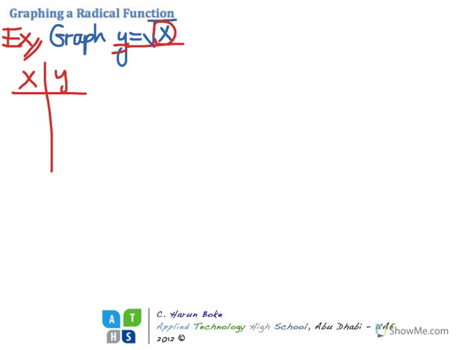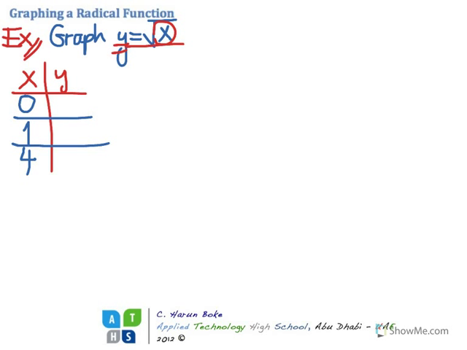Since this is a square root function, I have to choose the values of x wisely because I want to have integer values of y. For example, we can use 0, we can use 1, we skip 2 and 3 because if we substitute 2 or 3, then we get decimal numbers because it's the square root. And skipping 2 and 3, we go with 4. So let's calculate those values.